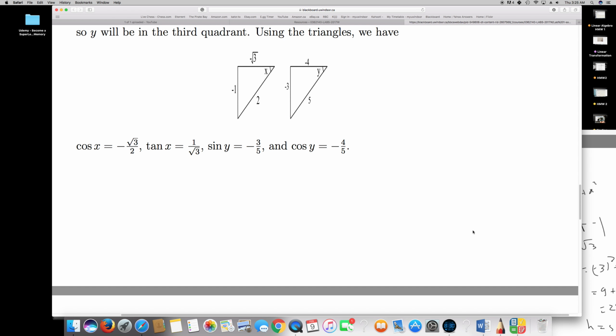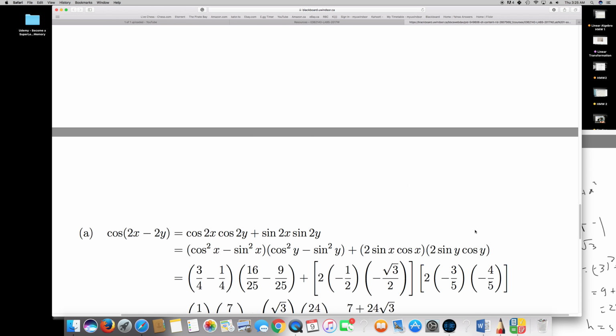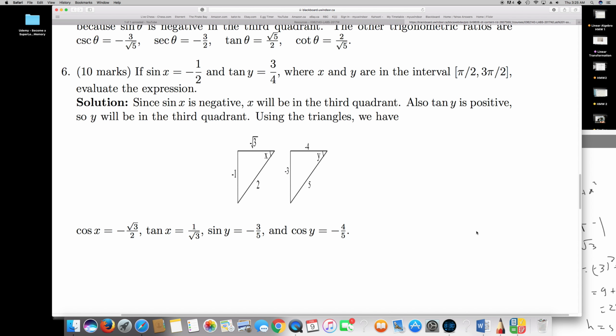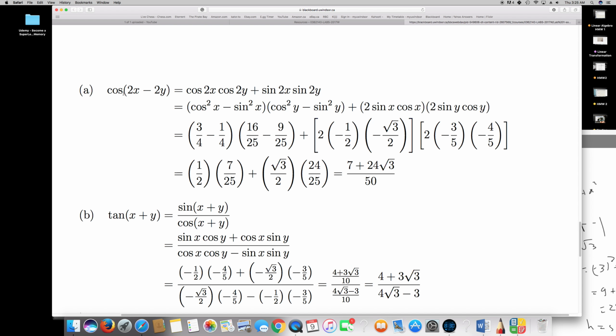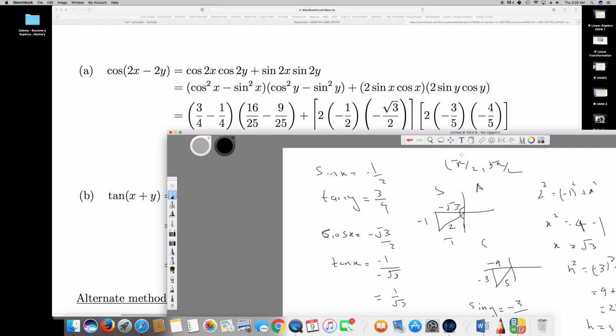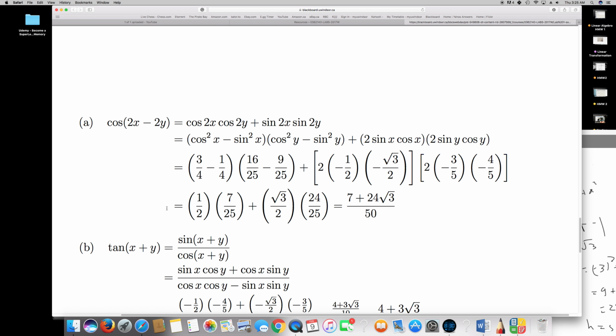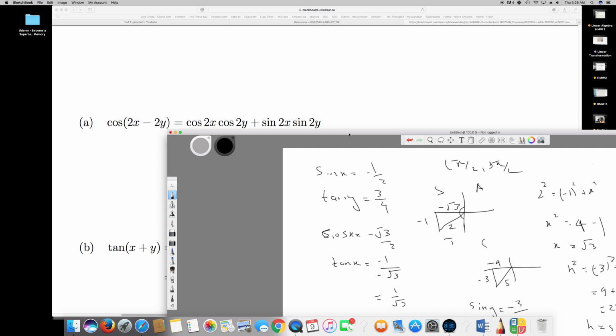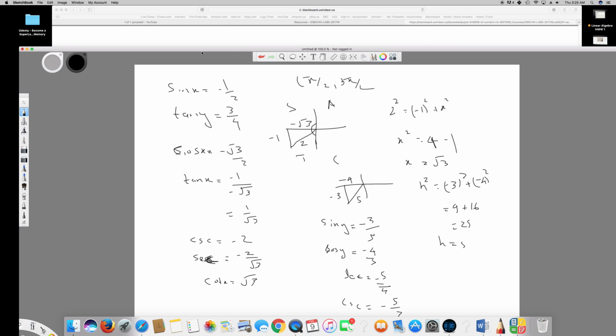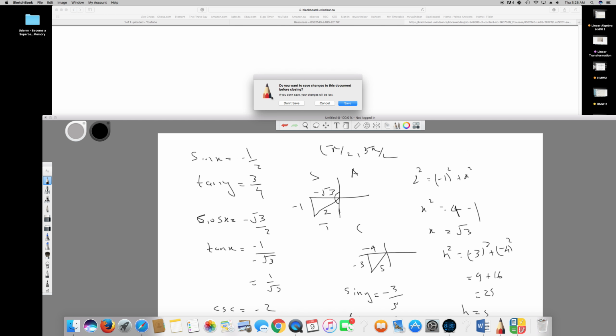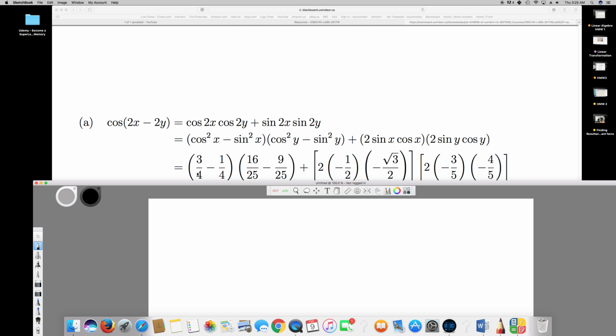So we have found all the variables right here, and we have some questions to solve. They are asking, if this is true, what is cos x? Okay, they are asking a question like this. So we have found all the variables. They are asking a question. The question is what is cos of 2x minus 2y.